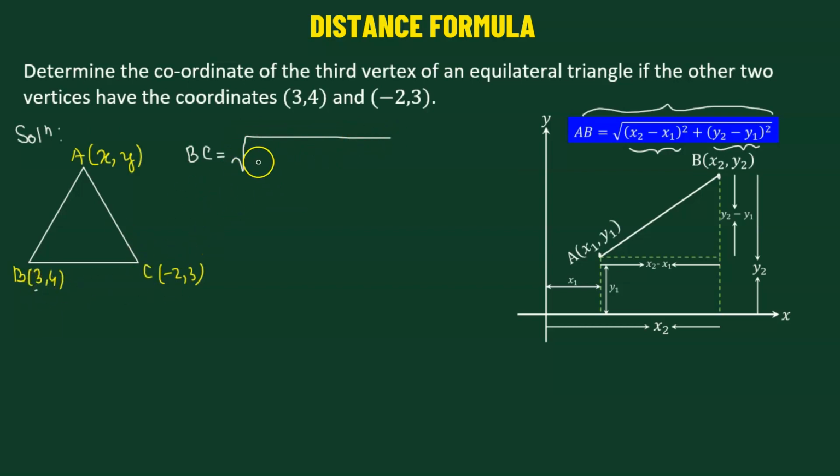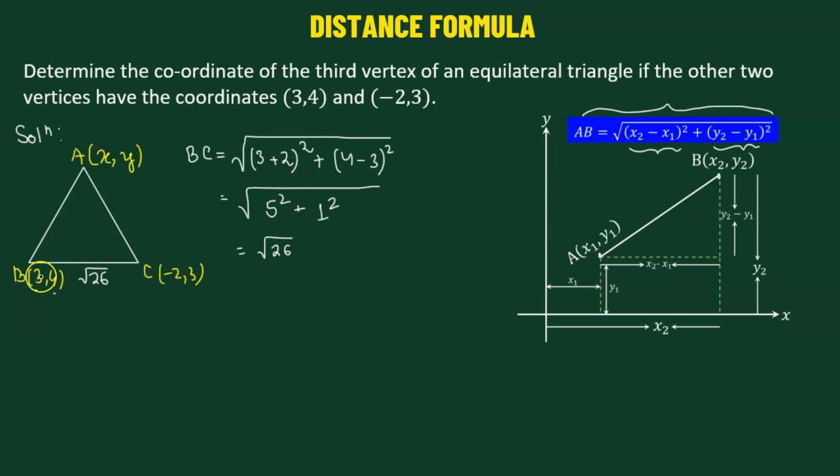So let's start with the x coordinate of B. From here, we're going to subtract the x coordinate of C. So minus of -2, that's going to make it +2. So we have 3 plus 2 whole square. Added to the difference of the y coordinate, so that will be the y coordinate of B, which is 4. From here, we're going to subtract the y coordinate of C, that's 3. We have 4 minus 3 whole square. We'll take the square root. We have 3 plus 2 whole squared, so that's 5 squared. Then we have 4 minus 3 whole squared, so that's 1 squared. 5 squared, that's 25. 25 plus 1, that's 26. So that means the length of BC is going to be square root of 26.